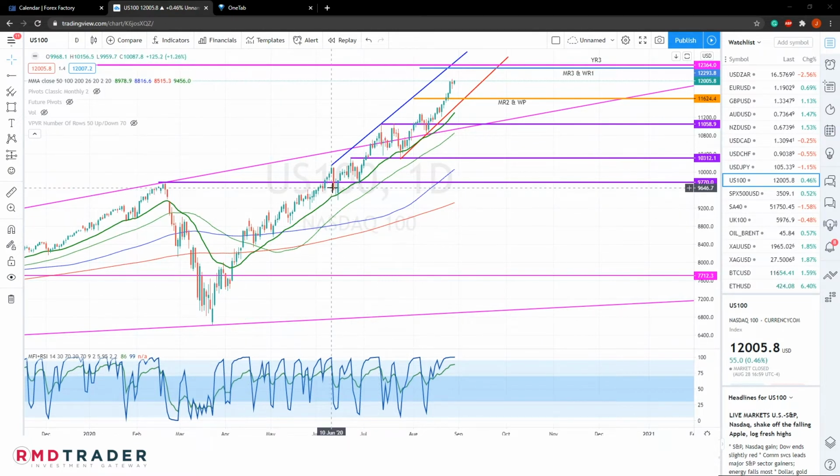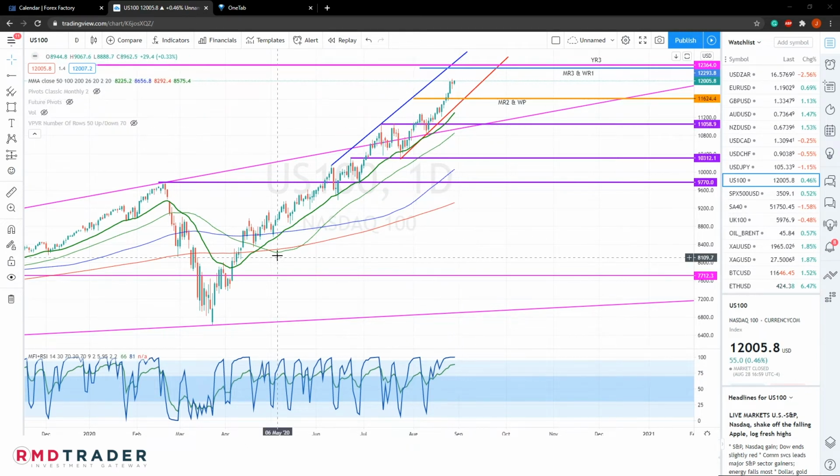And just looking at where we're currently at, we can see that immediate support at this stage would be at our monthly R2 and weekly pivots, both of which are at 11,625. So should price pull back, it will likely retest this area. So this would mean a buy opportunity.